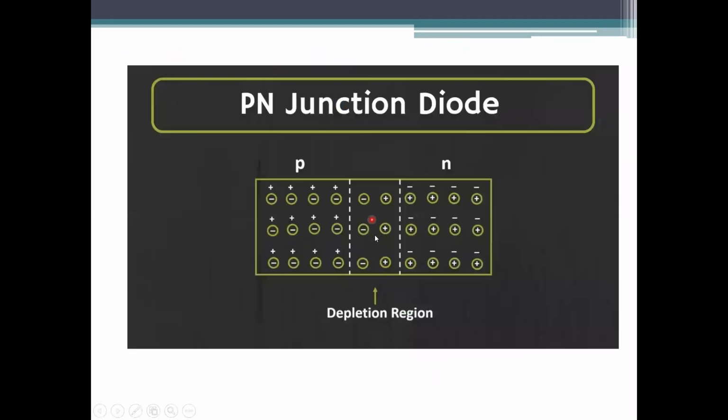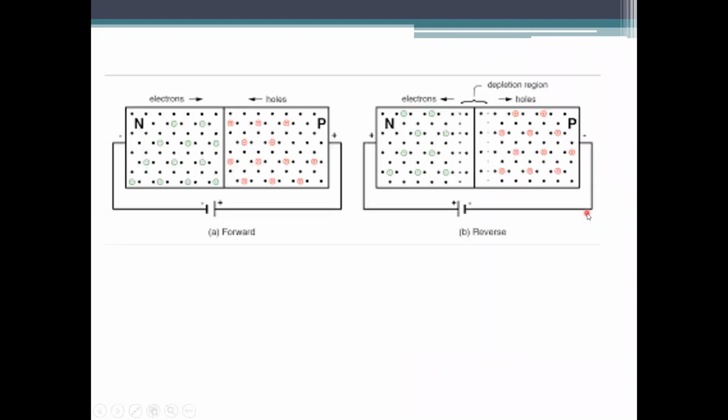Okay, this is your depletion region. So, the p-n junction diode, p and n. Then again, there are two terms in your p-n junction diode. First one is your forward bias and second one is your reverse bias. So let's see what happens in reverse bias and in forward bias.